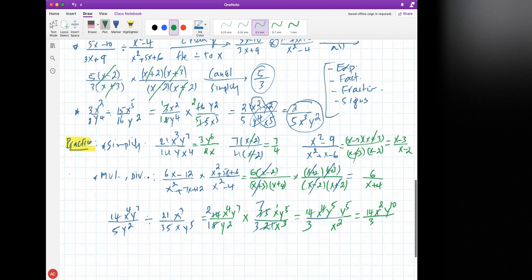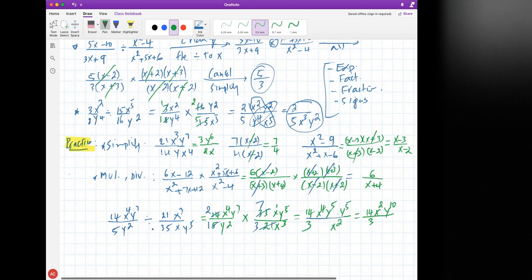And that's pretty much how you multiply, simplify, and divide your rational expressions. We'll see the addition and subtraction in the next class. And again, it involves factoring extensively. So factoring is very useful.